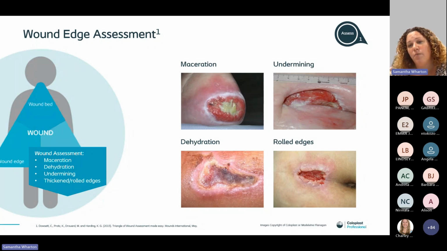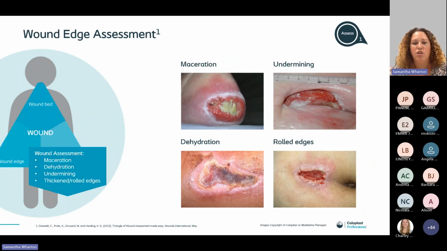If there is undermining, we need to make sure that we've assessed it, we've measured it, and that we're aware where that undermining is going. Is the wound very dry? Is there dehydration? Do we need to add in some moisture to that wound edge? Because when it's got a very, very dry wound edge, those epithelial cells won't be able to migrate across and close that wound. Instead, they end up burrowing down because they haven't got that moisture.